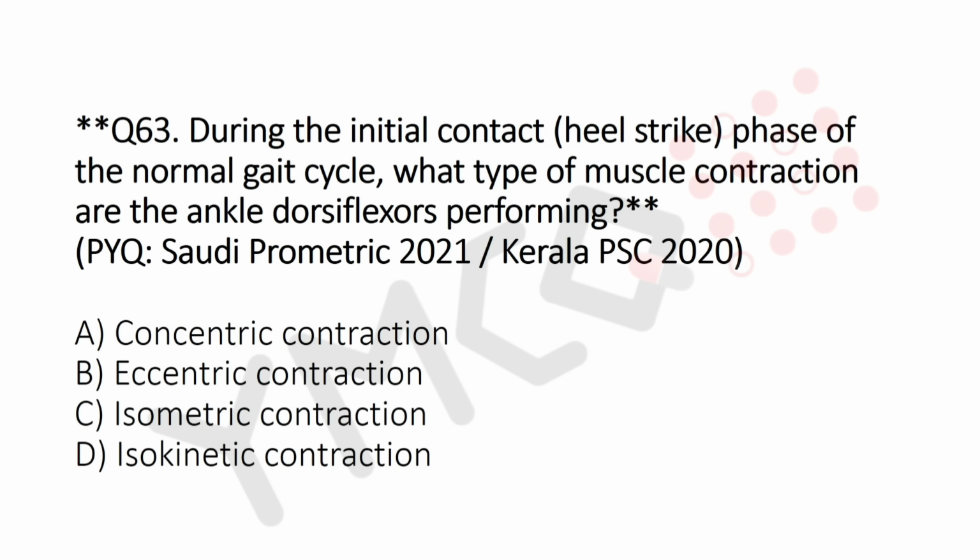During the initial contact, that's the heel strike phase of the normal gait cycle, what type of muscle contraction are the ankle dorsiflexors performing? Option A, concentric contraction. Option B, eccentric contraction. Option C, isometric contraction. Option D, isokinetic contraction. And the answer is option B, eccentric contraction.